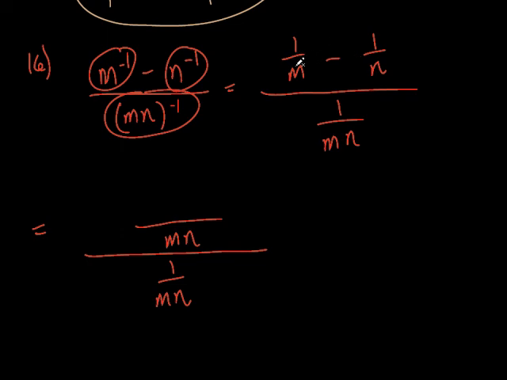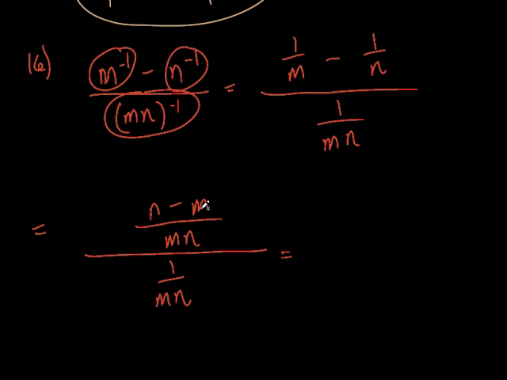Okay. So now what do we do? You take that m. What do we multiply m by to get mn? Multiply by n. So what do we do to the top? Multiply that by n. What do we multiply n by to get to this? Multiply by m. So you do the same thing to the top. Just like that.